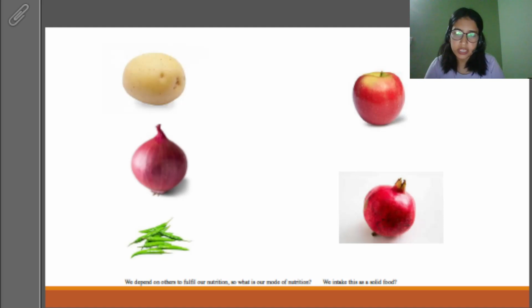Yes, so the first one is potato, and the second one in front of it is apple, and this one is an onion, while this one, yes, very good, you are doing great. This one is chilies, and this is pomegranate. Very good students, you have identified them well.